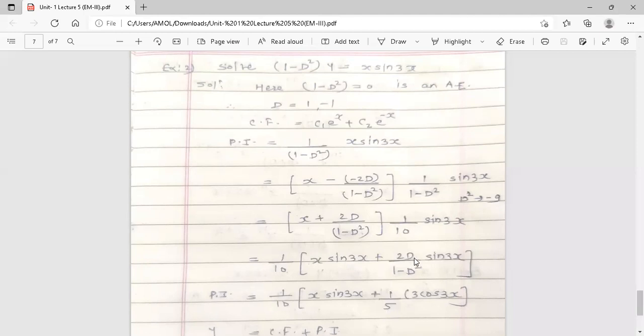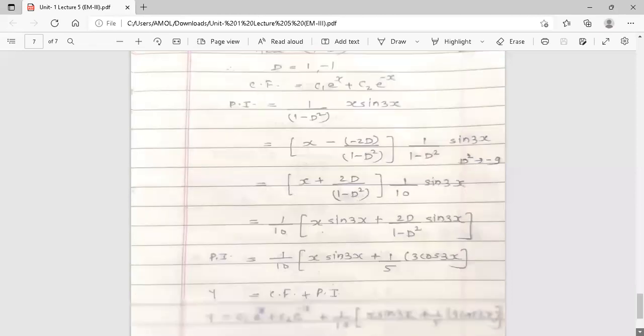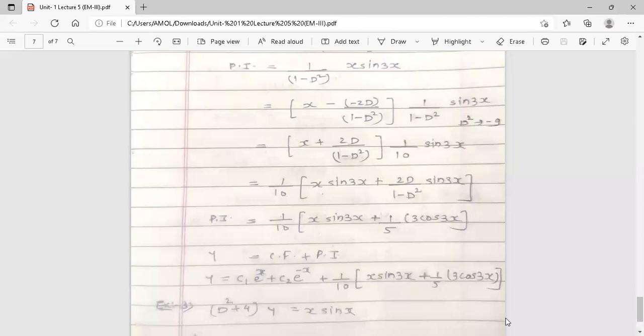So the term is 1 by 5, and D means derivative. If a single D is there in the numerator, then you take the derivative of that function. So the derivative of sine 3x is cos 3x into 3, because the coefficient of the angle is 3x. So the composite derivative is 3. So the complete term is 3 cos 3x upon 5, and this is the PI here. Then the general solution is y is equal to CF plus PI, which is equal to c1 e raised to x plus c2 e raised to minus x plus 1 by 10 in bracket x sine 3x plus 1 by 5 in bracket 3 cos 3x. This is the general solution.